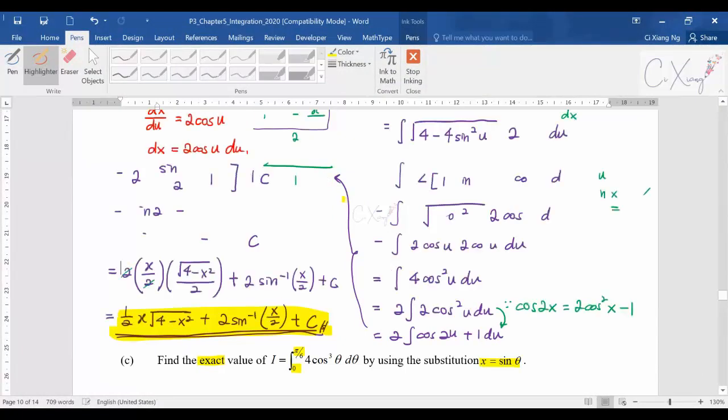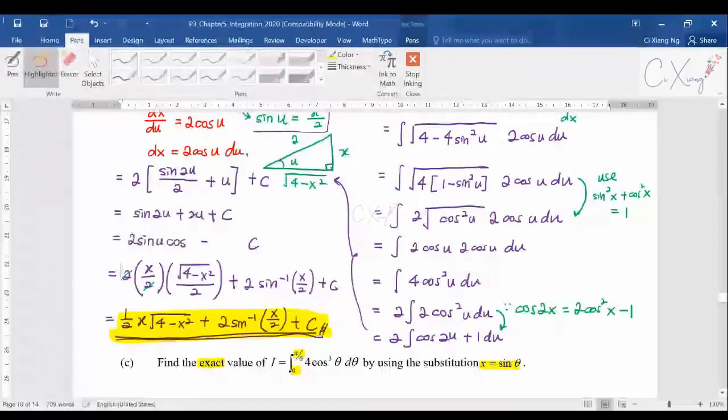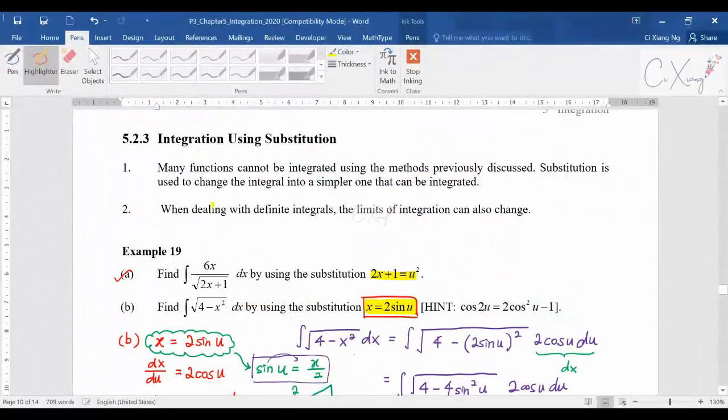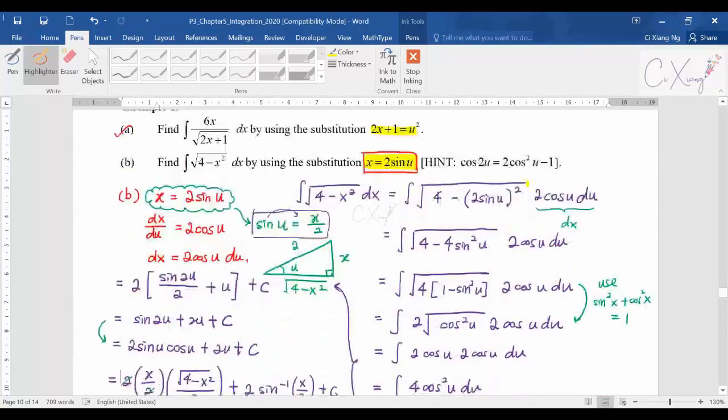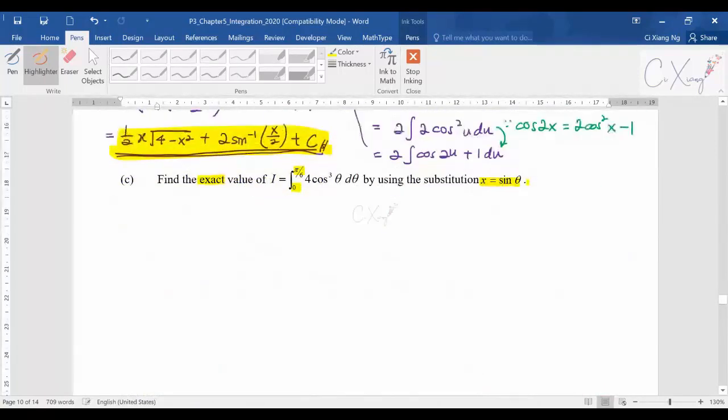I already reminded you in the notes before. So please wait for a while. When dealing with a definite integral, the limits also need to change. This is a common mistake that students always make in the exam. They forget to change the limits and end up with a very weird or even wrong final answer. So I will show you the detail of how to change it.